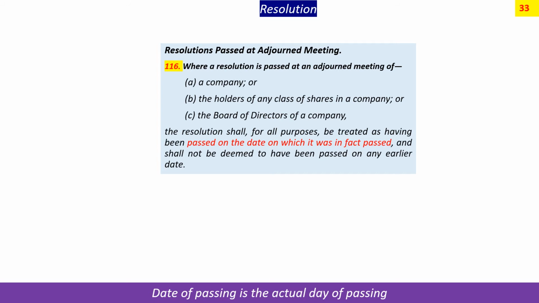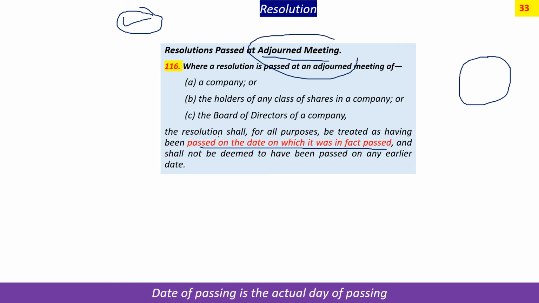And what happens when a resolution is passed? It is introduced on one day, it is passed on another day because of the adjournment of the meeting. The question comes, when was the resolution passed? Was it passed when it was adjourned, or was it passed when it was put to vote and the votes were cast? The act is very, very clear. A resolution passed at an adjourned meeting is considered as passed on the date on which it was passed. When it was voted upon is the date of passing of the resolution and not the date of introduction of the resolution.